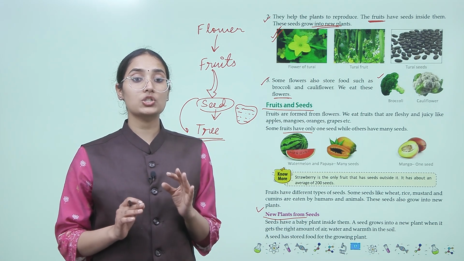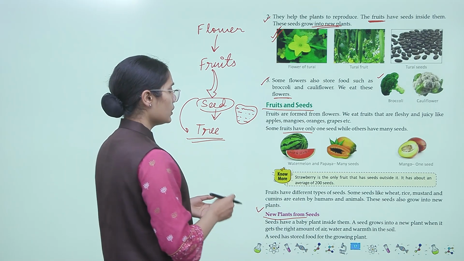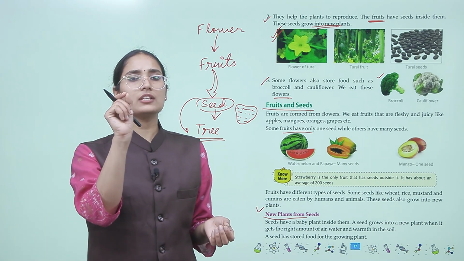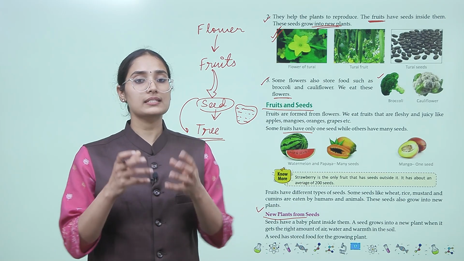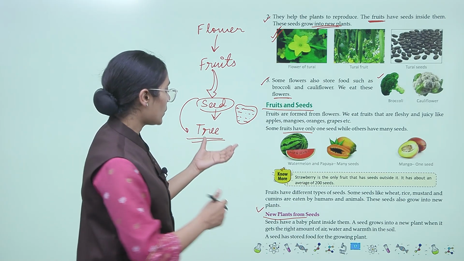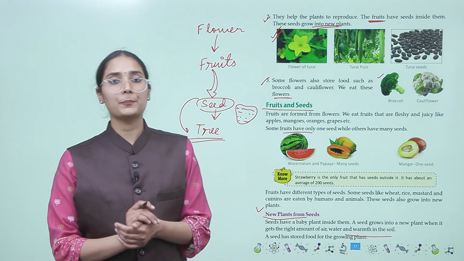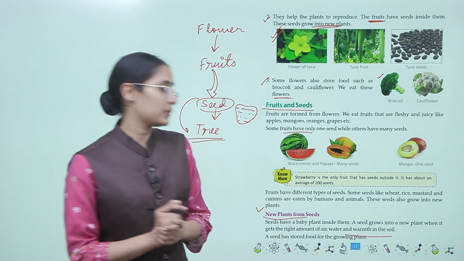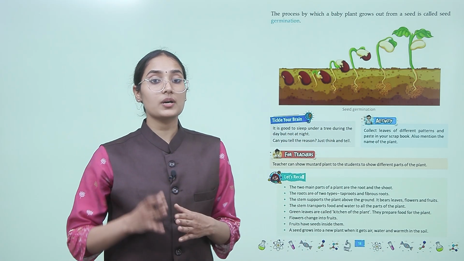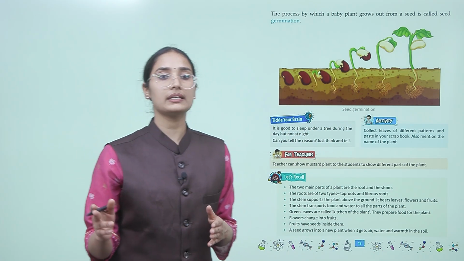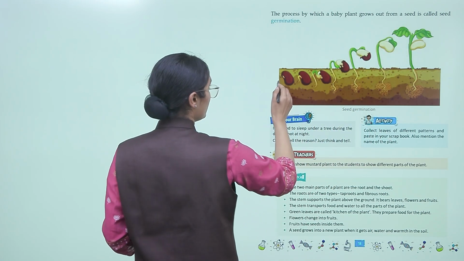A seed has stored food for the growing plant, right? So the seed is very small, right? Still it has stored some amount of food so that when it gets the right environment, it can grow into a plant. Now let's go to the next page. So the process by which a baby plant grows out from a seed is called germination. Okay, it is called seed germination.